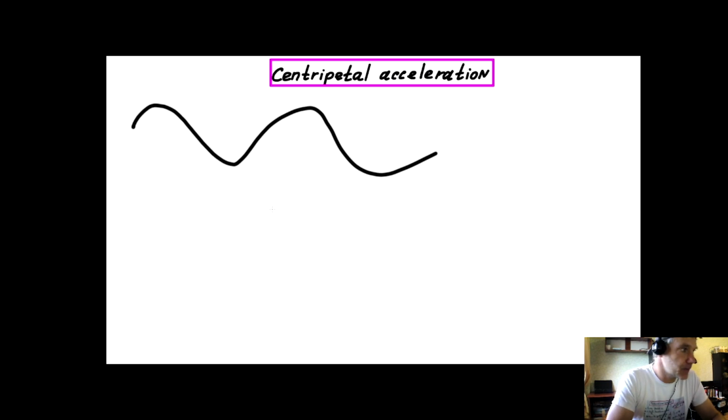Hello friends, the theoretical question is about centripetal acceleration. This is a rather difficult question, the understanding of which requires you to know mathematics. So the first thing you need to understand: movement along a curved line boils down to the fact that we can consider movement along a circle.